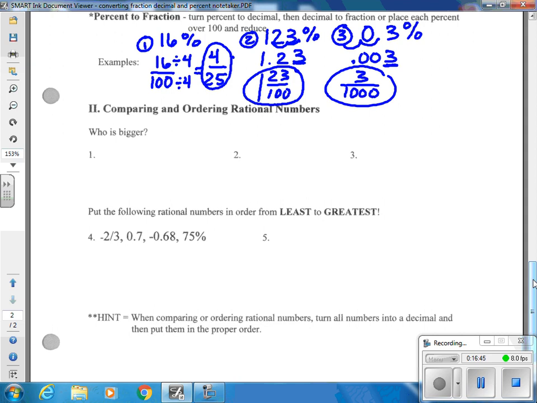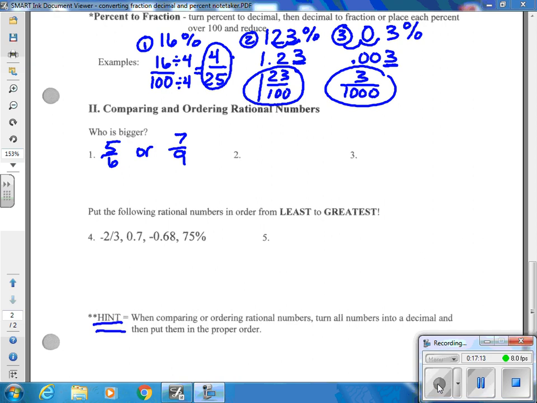who is bigger. So if I give you two fractions, 5/6 or 7/9, and we want to determine who is bigger, the best thing to do is down here in the hint. Turn everything into decimals and then put them in order or compare them. All right, so if we take 5 divided by 6, we get a certain decimal, and if we take 7 divided by 9, we get a certain decimal. So let's take a second and see what those come out being.